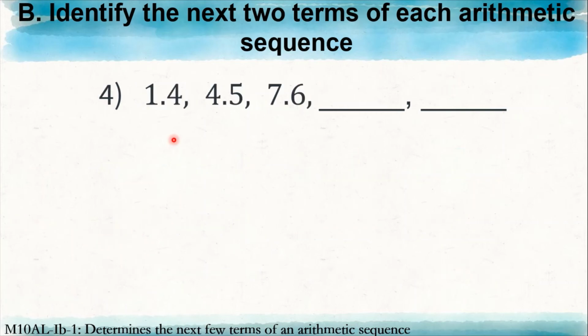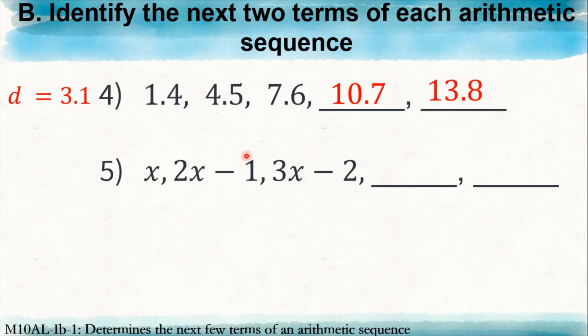Ang concept na yon in number 4, 1.4, 4.5, 7.6. So, pataas ang value na. Definitely, the common difference is positive. So, in this case, the common difference is 3.1. So, to get the next term, 7.6 plus 3.1 is 10.7, plus 3.1 is 13.8.